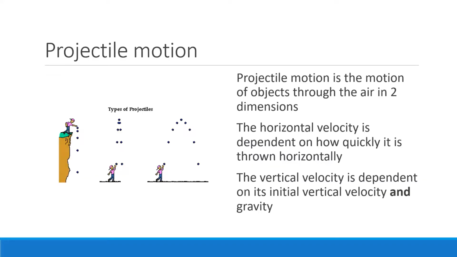Projectile motion. What is projectile motion? First things first, projectile motion is the motion of an object through the air in 2 dimensions. For this topic we're usually just going to consider 1 dimension, but just so you're aware, it is through 2 dimensions, and specifically through the air. There is something missing here that I wanted to talk to you guys about, but I might add that here.